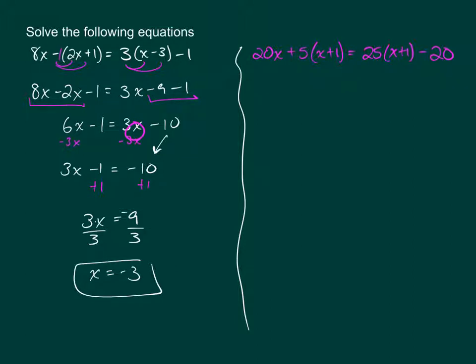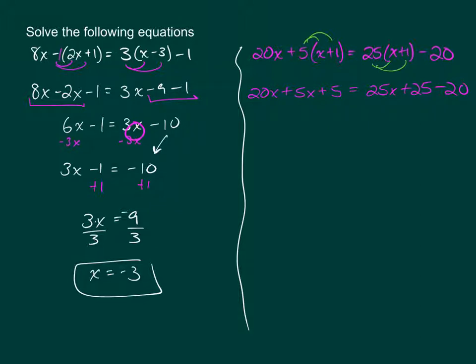Now that this example has been done with some detail, this example is going to be done similarly, but with less speaking. So we will distribute the 5, and on the right side distribute the 25 to get 20x plus 5x plus 5 equals 25x plus 25 minus 20.